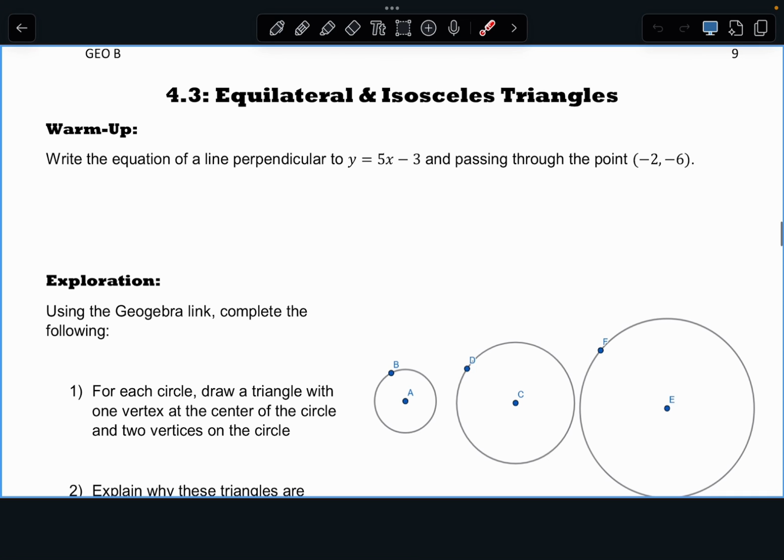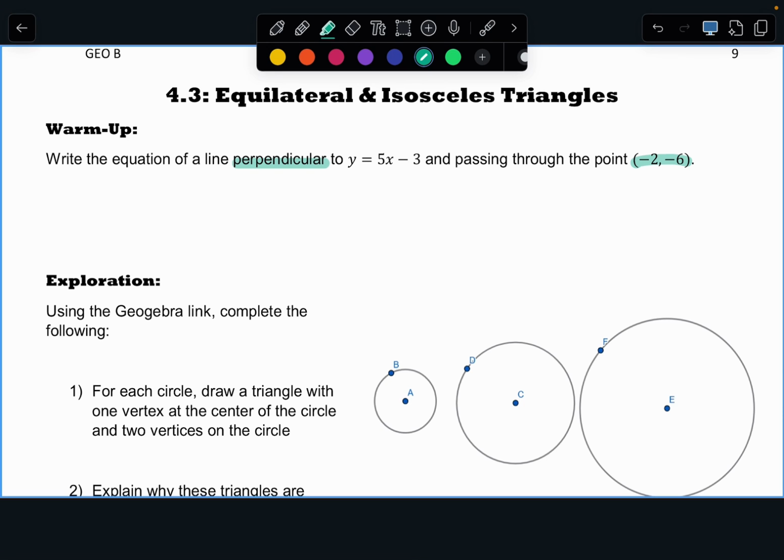So let's do the warm-up first. It says, write the equation of a line perpendicular to y equals 5x minus 3 and passing through this point. Okay. Since starting next week, we're going to be proving something every day. We're going to write proofs every day.